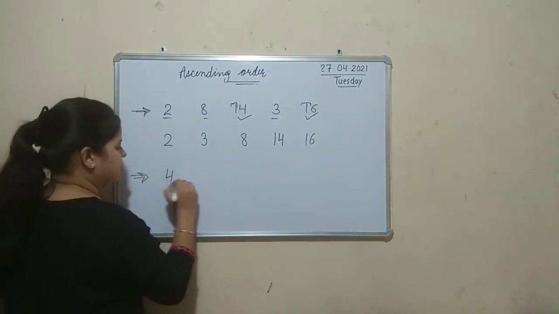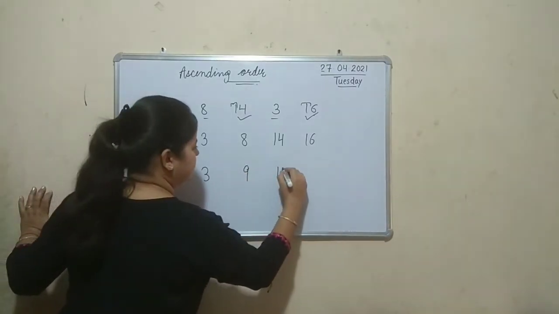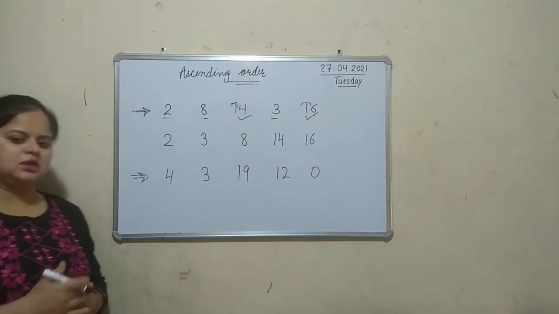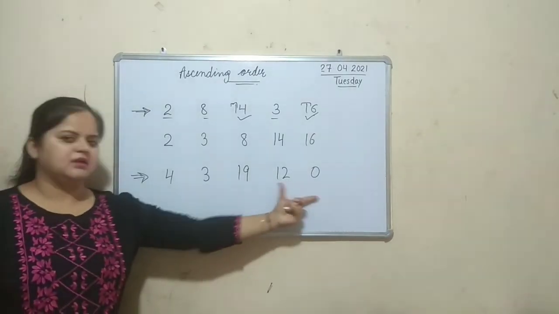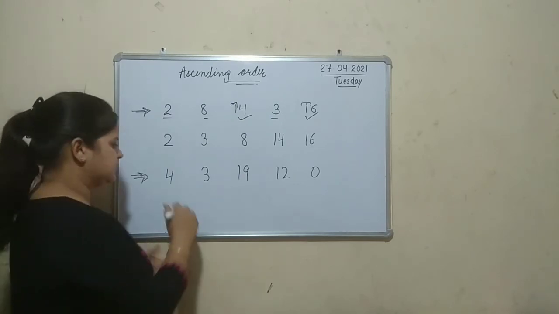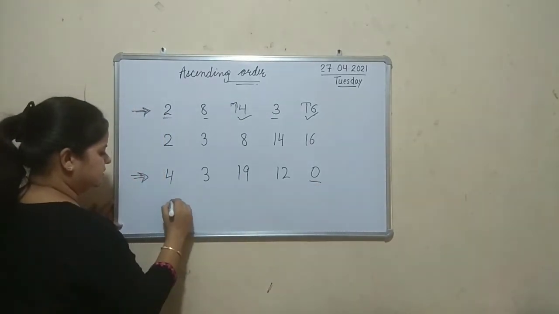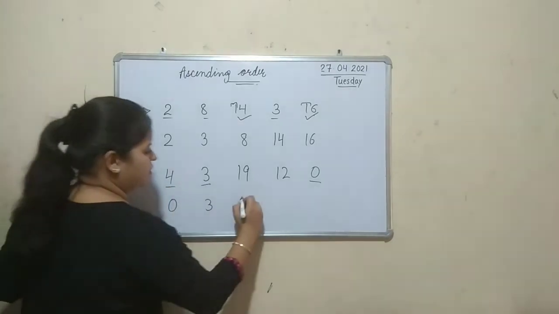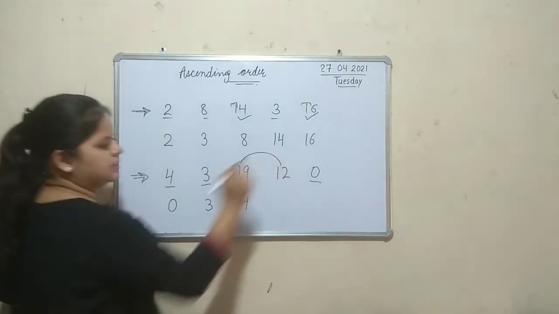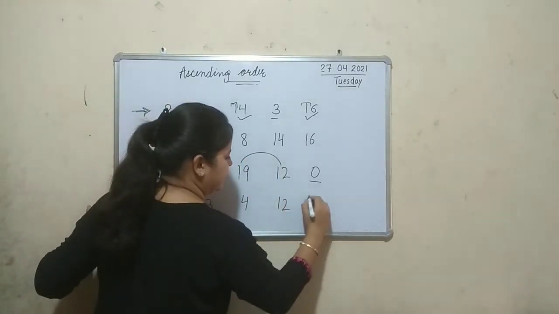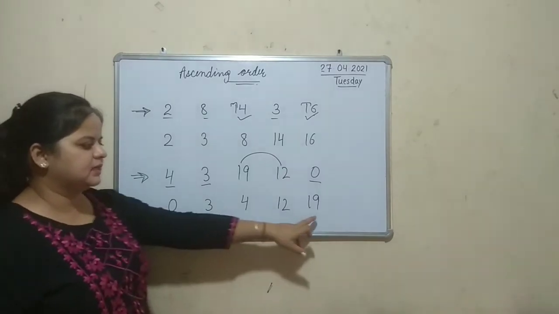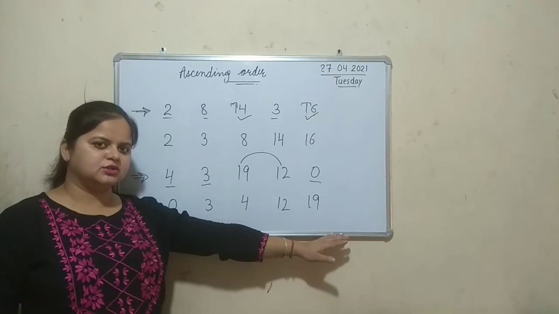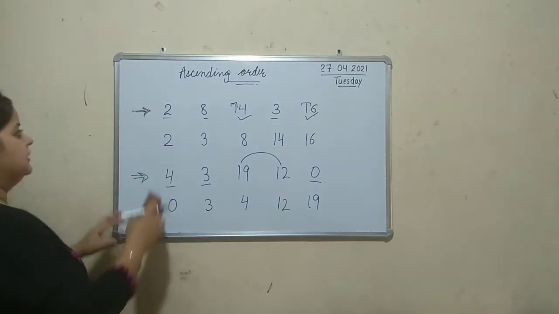Next sum is 4, 3, 9, 12, 0. Which is the smallest number? From these 5 numbers, we have to find the smallest number first. So, the smallest number is 0. After that 3, 4. And from these 2 numbers, 12 is smaller and 19 is the greatest number. So, we will write the 19 last. So now you all have understood the ascending orders also. Yes. Like this.